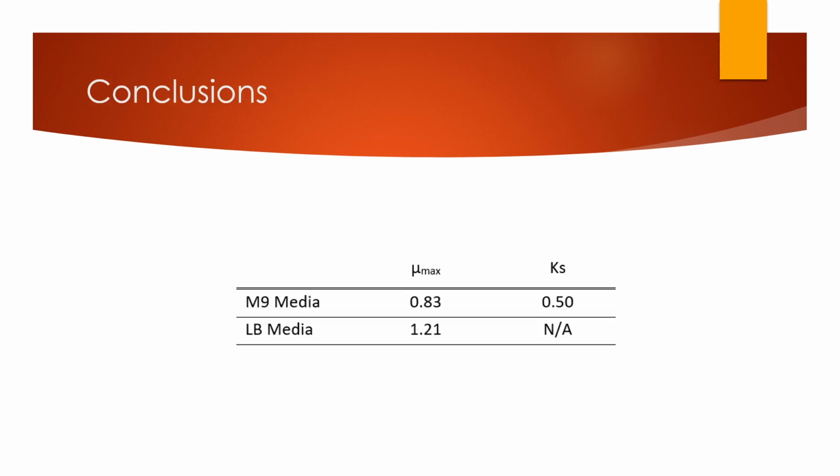Comparing the kinetic data is the goal of the experiment, and we see that the M9 media has a lower mu max value of 0.83 when compared to the LB media, which has a mu max of 1.21. The conclusion is then that the LB media has a larger maximum growth rate value than the M9 media due to its nutrient-rich nature.